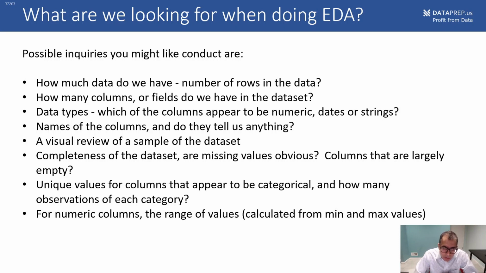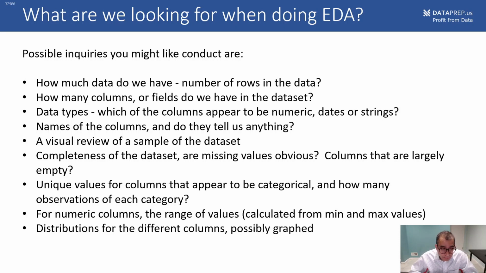For numerical columns, you would be interested in finding out the range of values. What's the minimum? What is the maximum? And you might even be interested in some descriptive stats here for numerical columns. You might like to know what the standard deviation is. You might also like to see the distribution for the different columns. Just where are the values sitting? Like what ranges have the most values and what is the shape of a histogram like? So that would be useful as well.